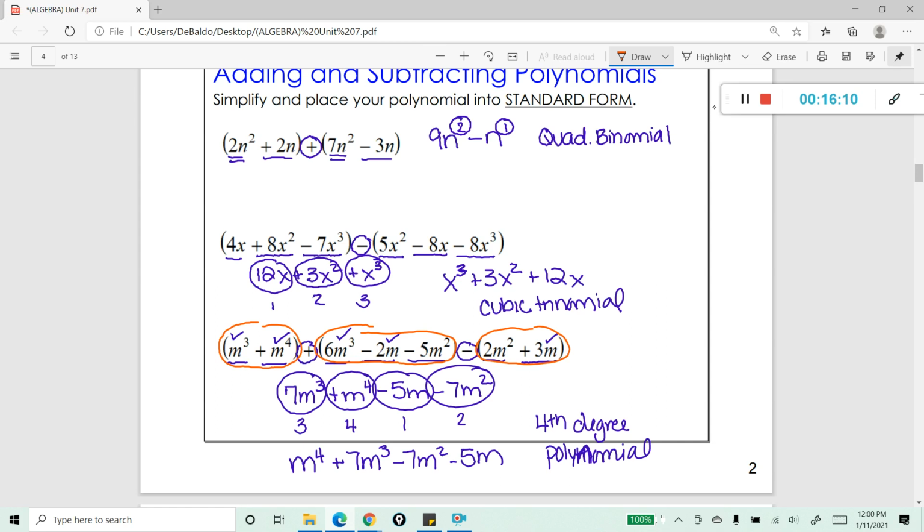All right, that brings us to the end of our lesson on naming and adding and subtracting polynomials.